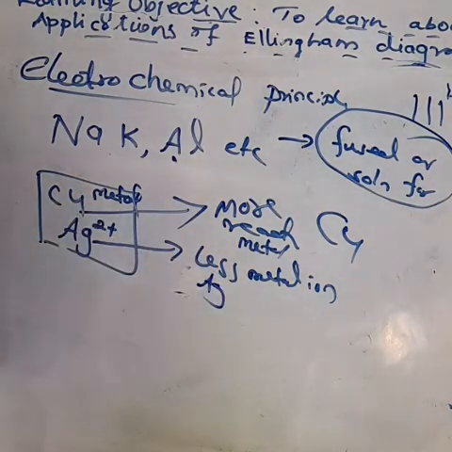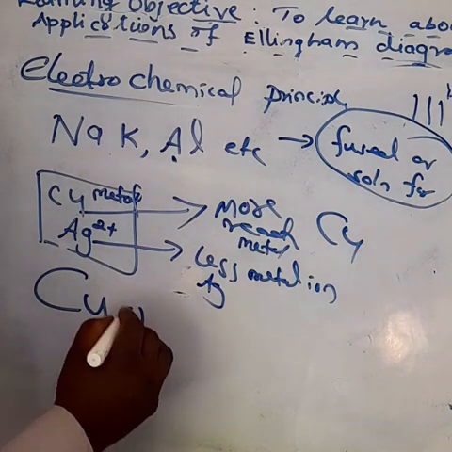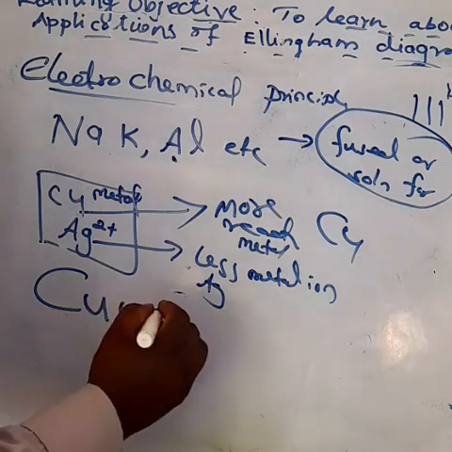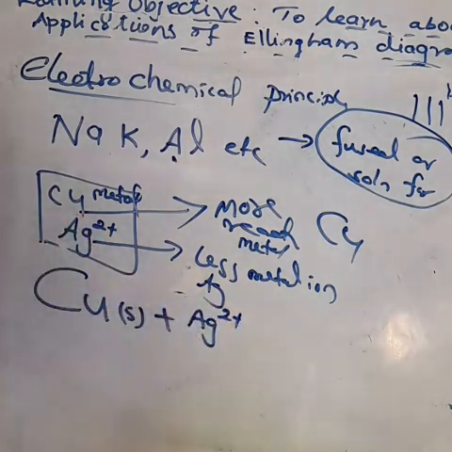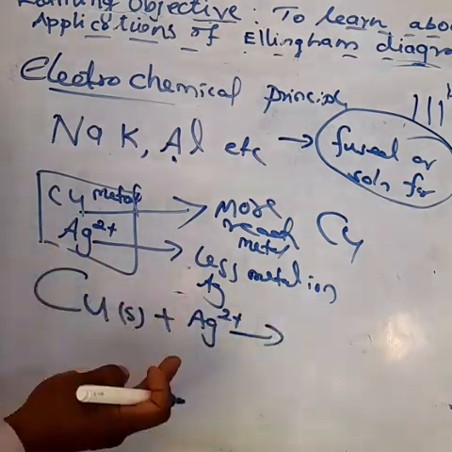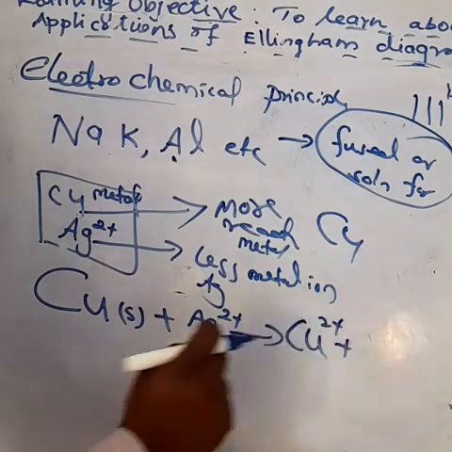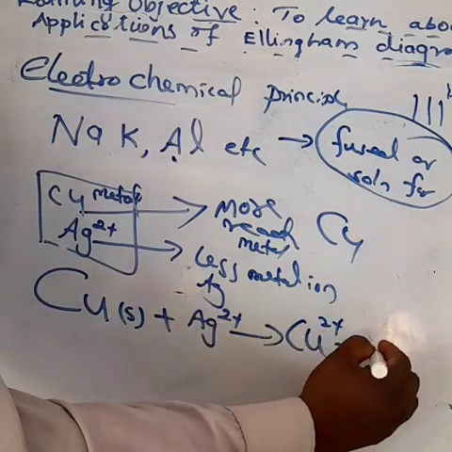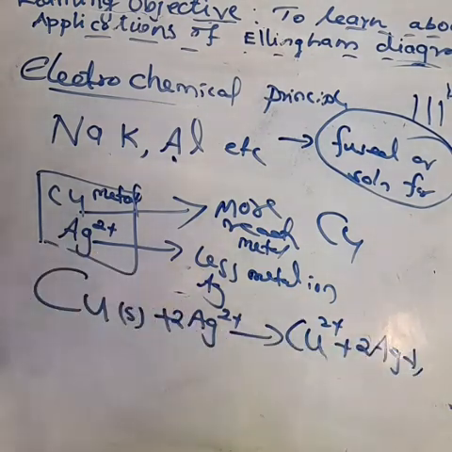For example, I write the equation. Copper, in solid state, Cu(s), when we add silver ions, Ag plus in aqueous state, gives copper ions, because copper is more reactive. Copper metal is converted into copper ions and we get silver metal.